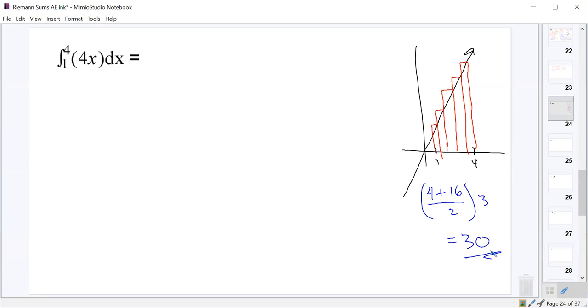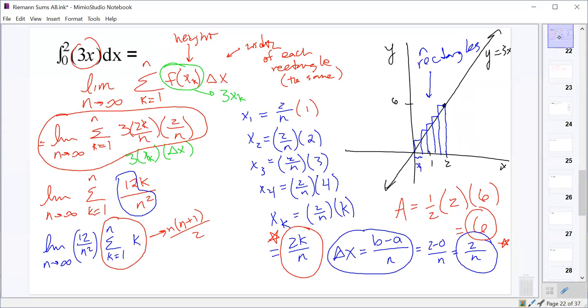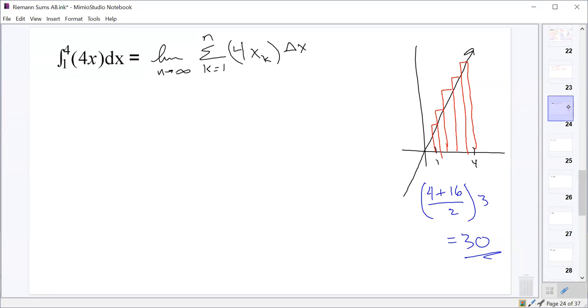So let's see if we can correctly do this. First off, every time we do one of these, the first thing we do is write it out as a limit as n approaches infinity of the sum from k equals 1 to n of f of x sub k times delta x. That's not going to change. The only thing that changes is the function inside. It's always f of x sub k. In the previous case that was 3x sub k, and in this case it's 4x sub k. Everybody good with the first step there?